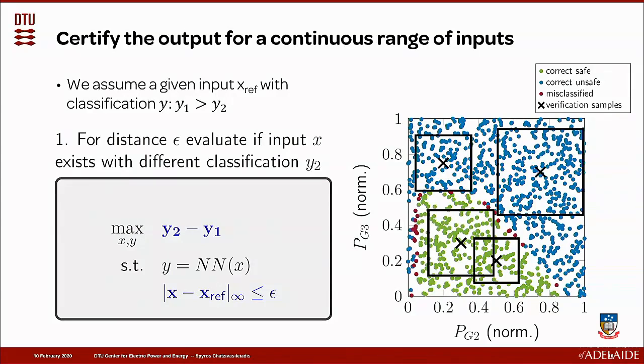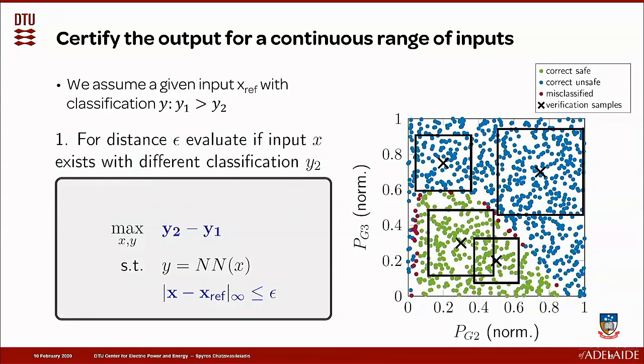Since this is safe, y1 is larger than y2. If I maximize y2 minus y1, as soon as this becomes positive, this means that we change classification. If this remains negative, this means that we get the same classification for the whole region. So as long as this remains negative, I can certify that all this region within epsilon from my reference point is going to have the same classification. Is that clear? Now, it's up to you to define epsilon. We have tried different epsilons.